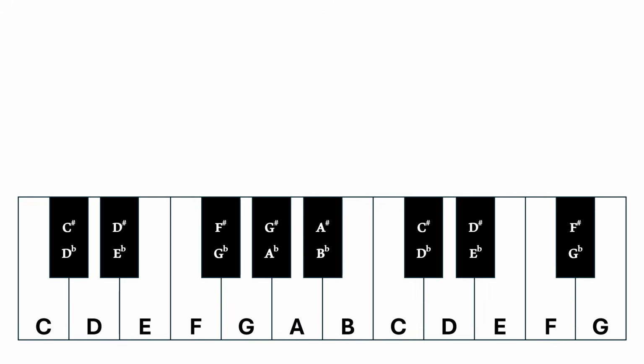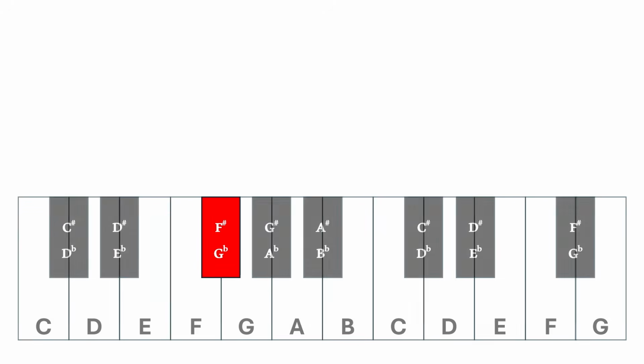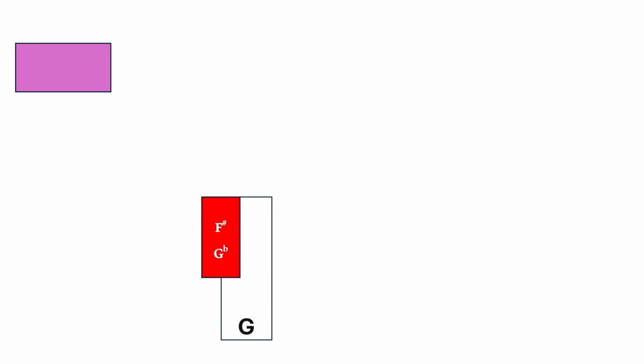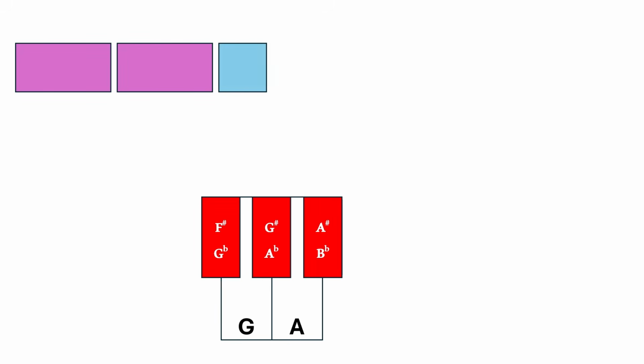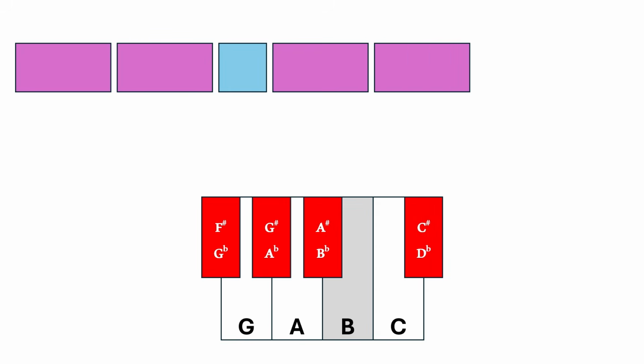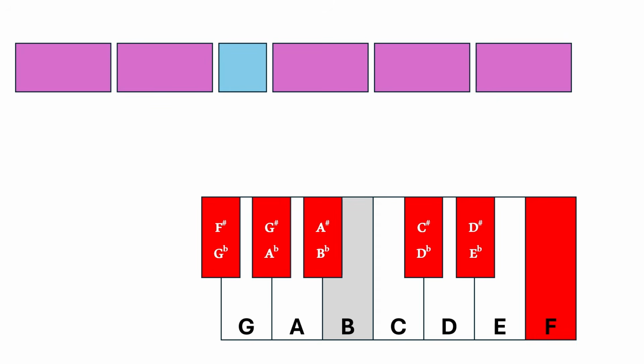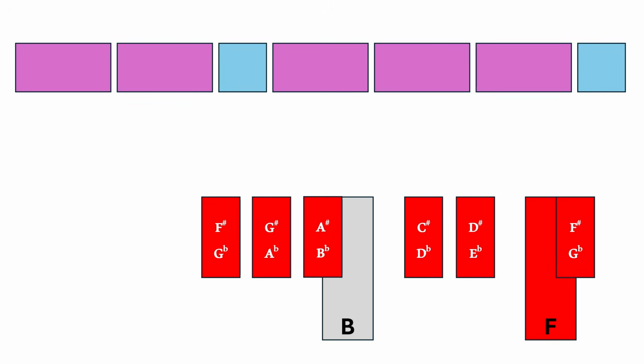Let's challenge ourselves to find out how many sharps are in the scale or key signature of F sharp major. We start on F sharp. We move right by two notes. We move right by another two notes. We move right by one note. We move right by two notes. We move right by another two notes. And right again by another two notes. And we move right by one note to reach our final note.